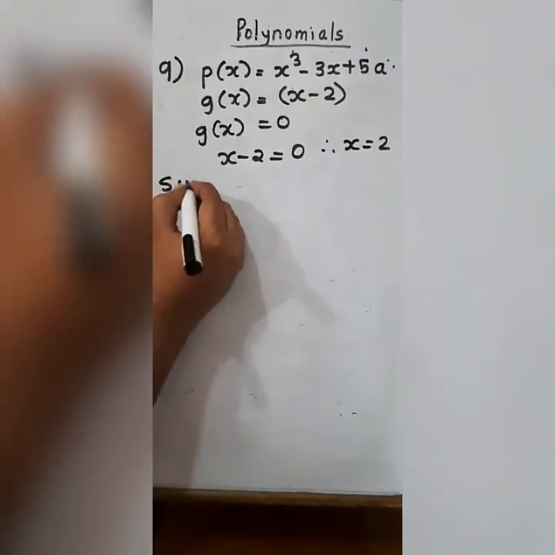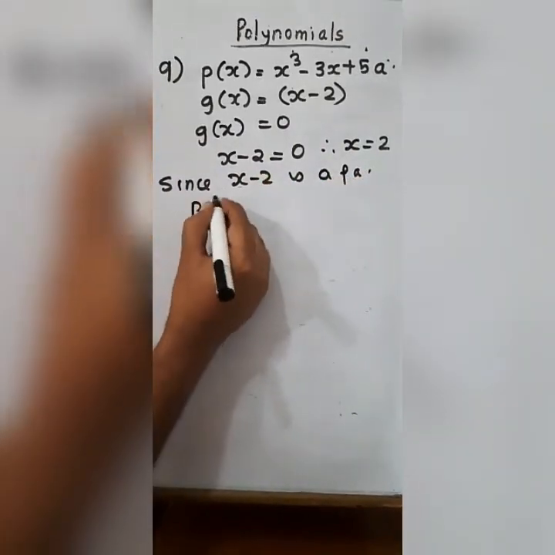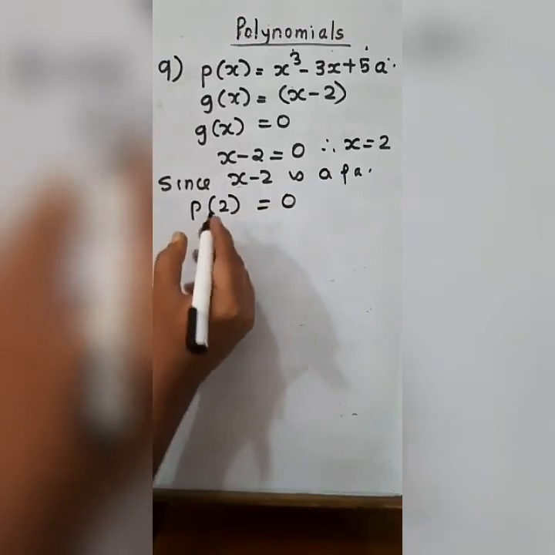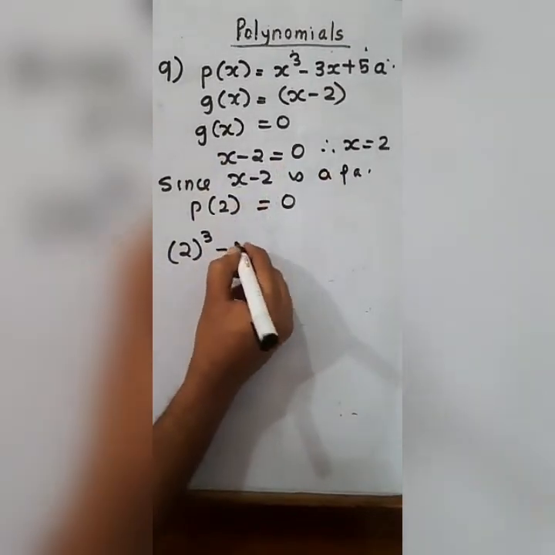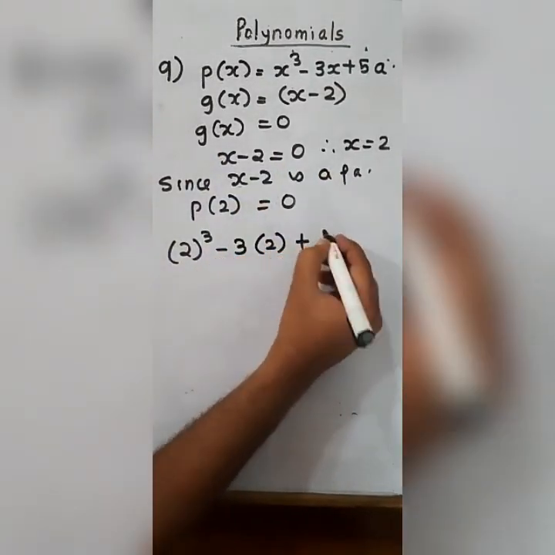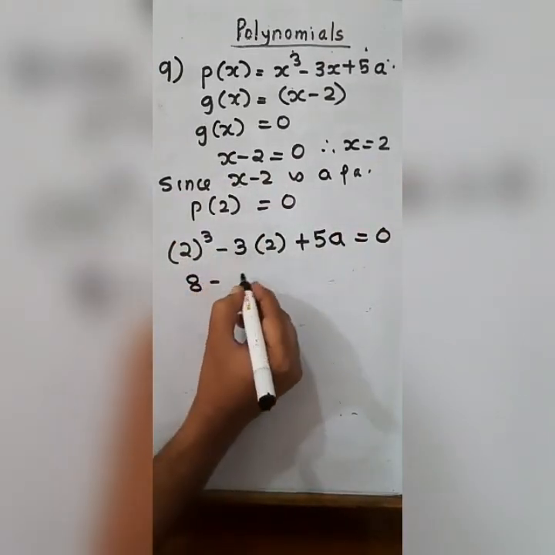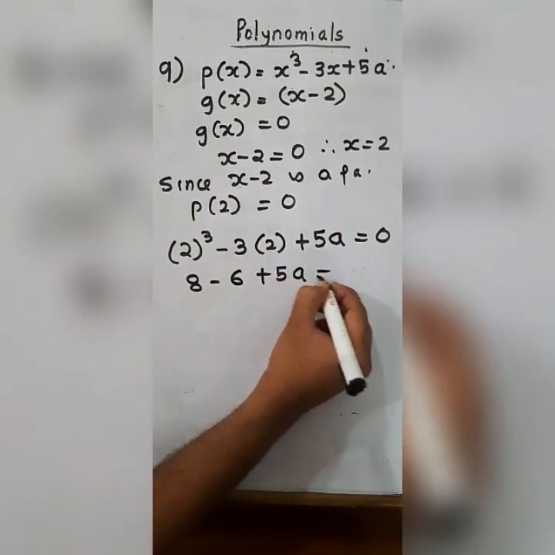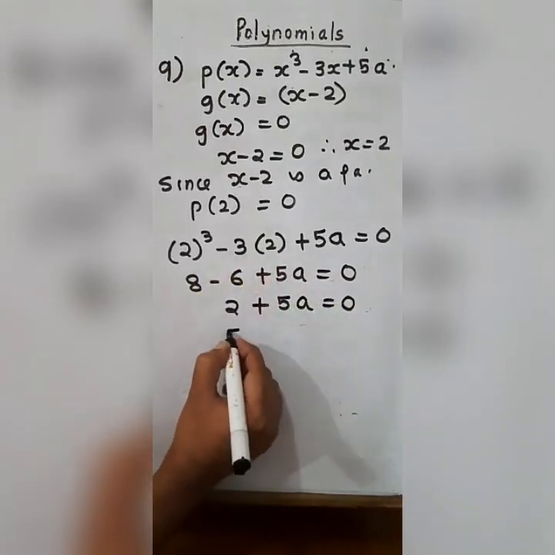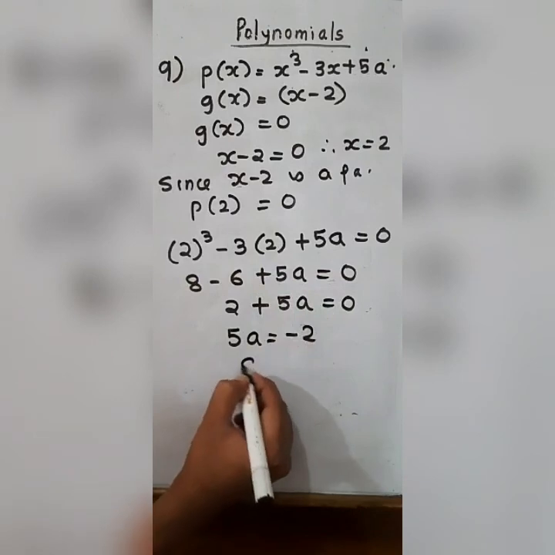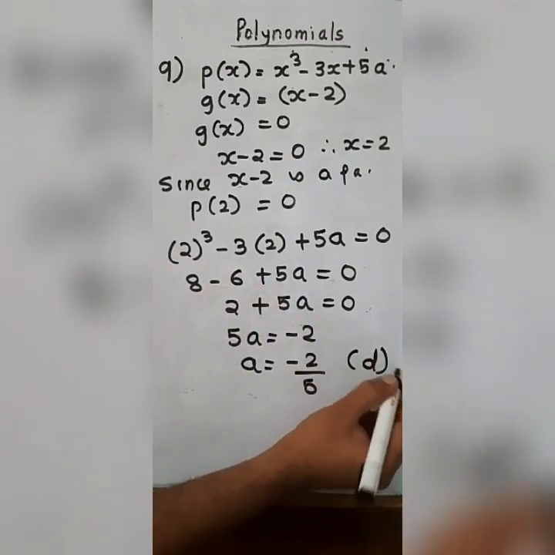Now since x minus 2 is a factor, so you get P of 2 is equal to 0. Now what is P of 2? It is 2 cube. Wherever it is x, you will put 2. Wherever it is x, you will put 2. Plus, in place of a, you will not put 2. This is equal to 0. So this is 8 minus 3 twos are 6 plus 5a is equal to 0. 8 minus 6 is 2. 2 plus 5a is equal to 0. A shifts on the other side. 5a is equal to minus 2. Therefore, a is equal to minus 2 upon 5. Option D. Okay, thank you.